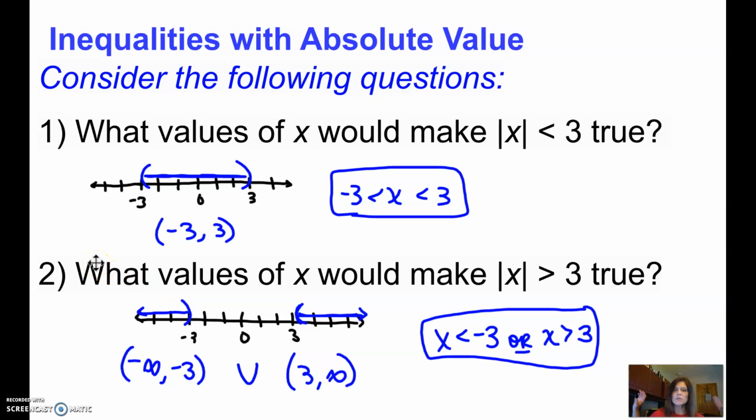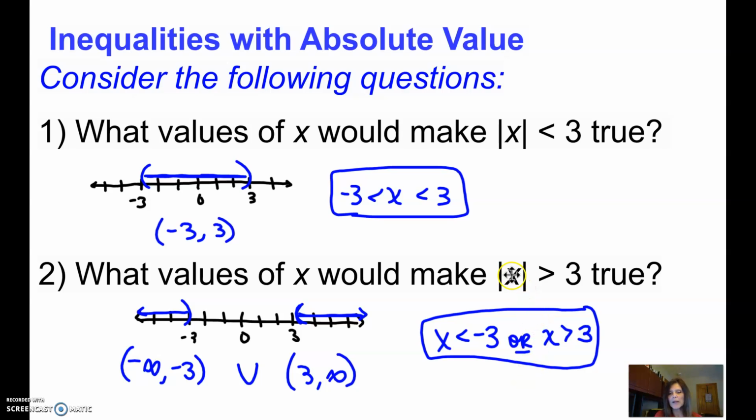So now I get two disparate parts of a graph. I get two separate sections for an answer because I want to go to the extreme distances. So my intervals, I'm going to have two separate ones: -∞ to -3, union 3 to infinity. If I have two separate pictures on my number line, if I have two separate intervals, I've got to have two separate inequalities as well.